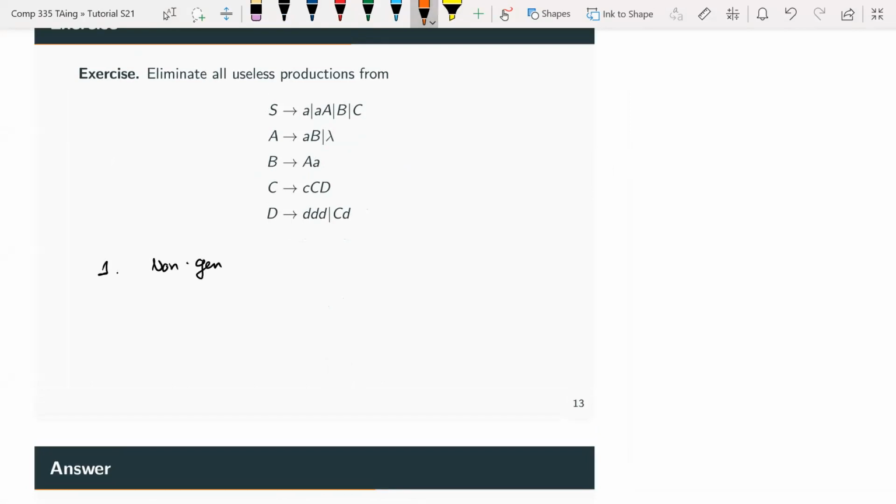So, well, here clearly S is generating, because I can just have S gives me A, so this one's okay. This one's okay. Then A can be replaced by lambda, so that's fine. B is replaced by AA, and then A can be replaced by lambda, so this is also okay. D can be replaced by D cubed, so that's fine.